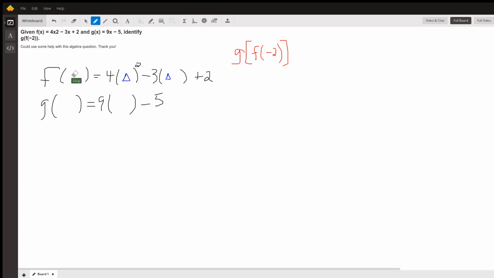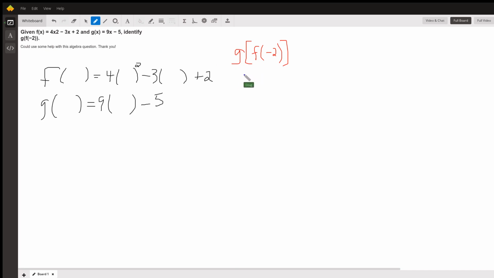Or I could put the letter z in here and say f of z equals 4 times z squared minus 3z plus 2. So whatever is the input to the function, this is what you do to it. Now this expression over here, g of f of negative 2, is called composition of functions.